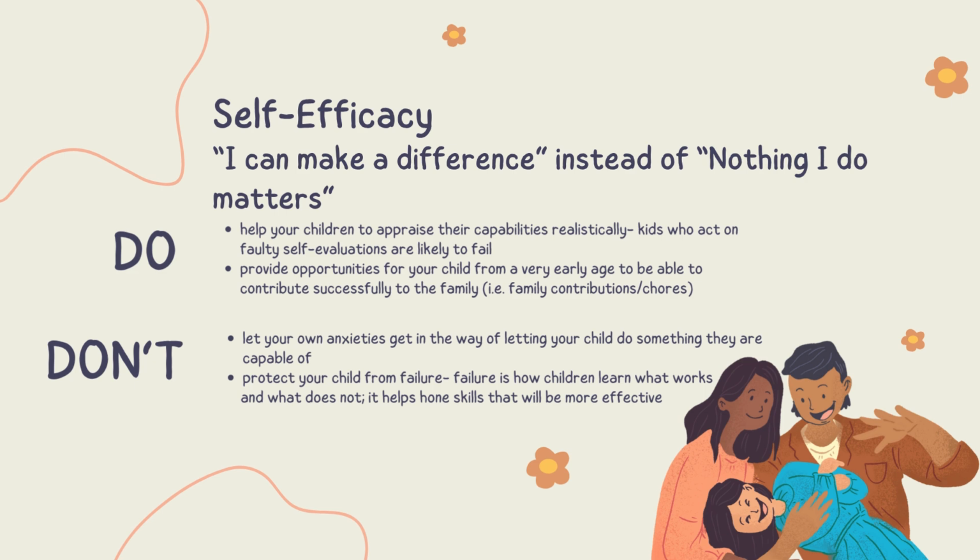And it becomes kind of this safety net and this leash, right? Last, we want to avoid protecting our kids from failure. Kids need to fail so that they can learn how to persevere. It's how they develop grit. They also are figuring out what works and what doesn't work.